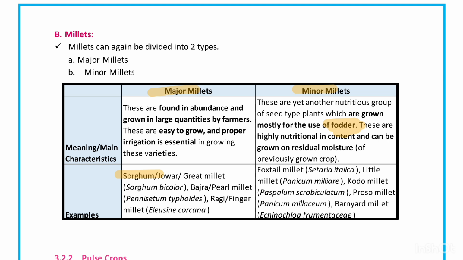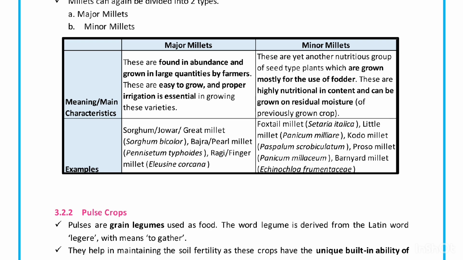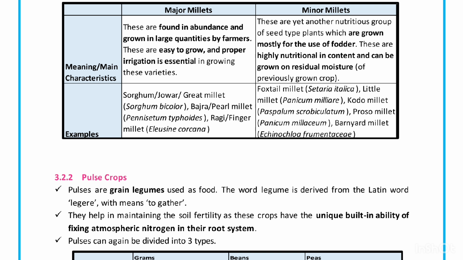So students, if we talk about water requirement, cereals require more water compared to major and minor millets. For minor millets, you do not require much water. No additional irrigation is required. They grow well in moisture stress conditions also. So that is a general classification of cereals. I hope you have understood.